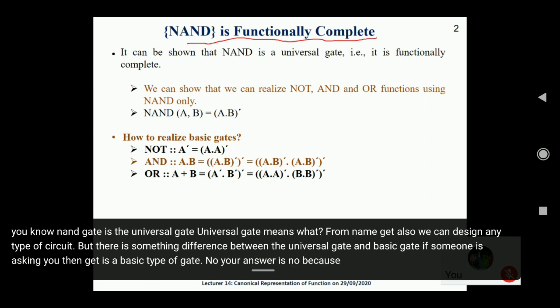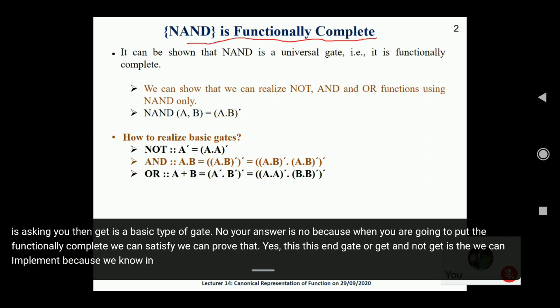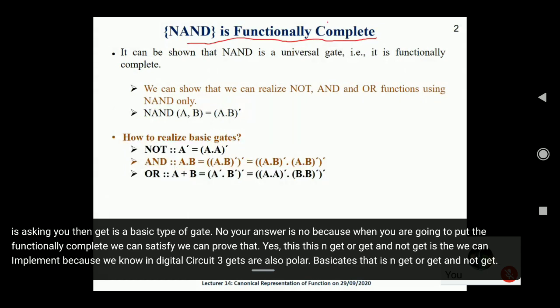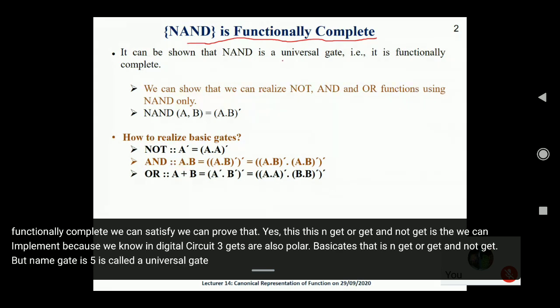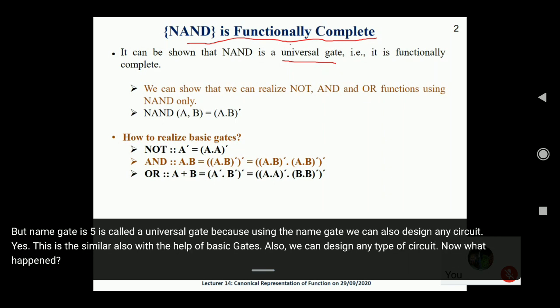Because when we are going to prove functional completeness, we show that we can implement the AND gate, OR gate, and NOT gate, because we know in digital circuit these 3 gates are called basic gates. But the NAND gate is called a universal gate because using the NAND gate we can also design any circuit. Also with the help of basic gates we can design any type of circuit. Yes, this is the universal gate.